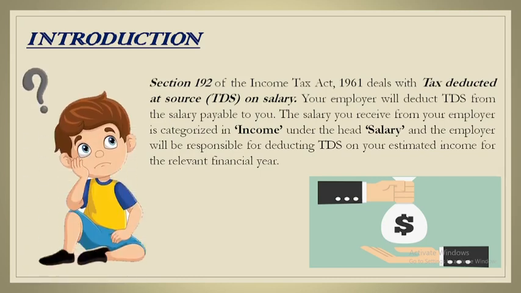Introduction. Section 192 of the Income Tax Act, 1961 deals with tax deducted at source, TDS, on salary. Your employer will deduct TDS from the salary payable to you. The salary you receive from your employer is categorized in income under the head salary, and the employer will be responsible for deducting TDS on your estimated income for the relevant financial year.